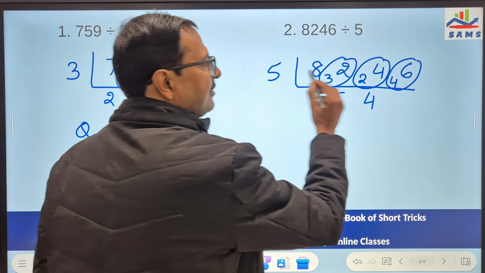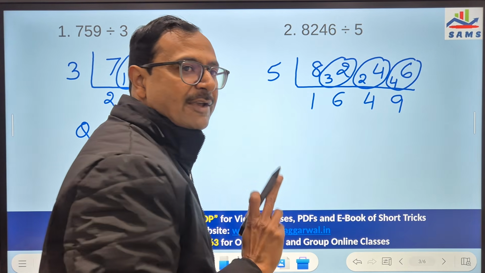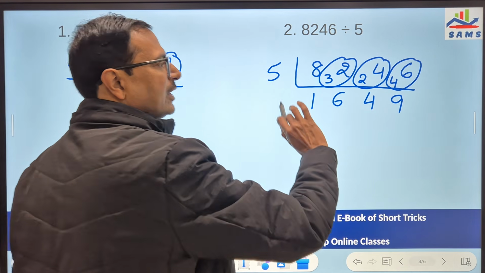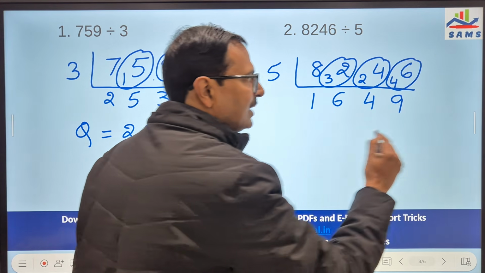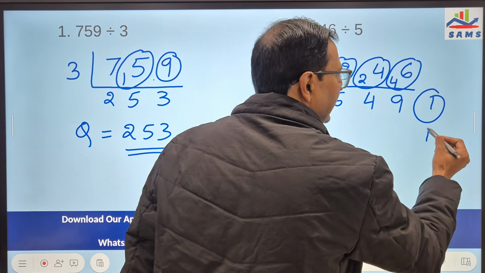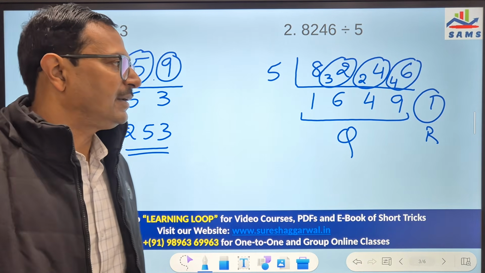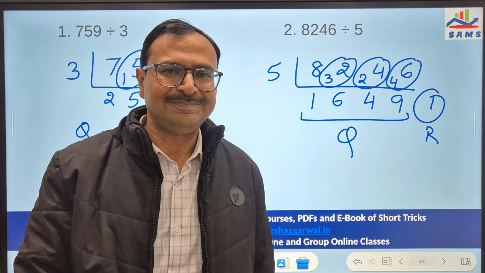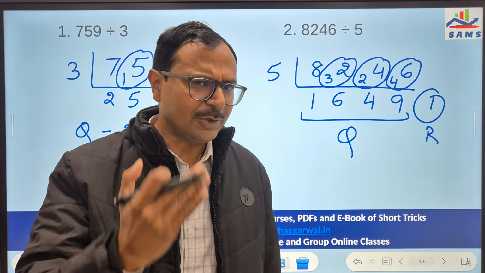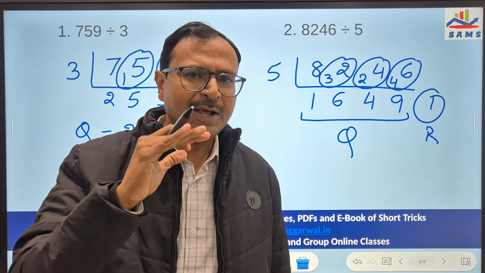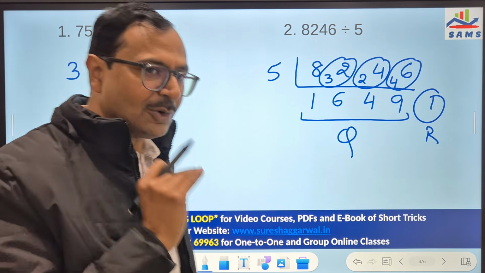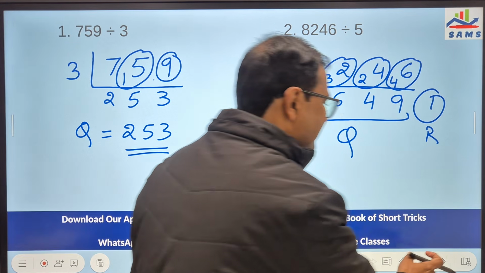46. 5 9 times is 45. And 46 minus 45 is 1. And that 1 gives me the remainder, giving me 1649 as the quotient and the remainder as 1. Isn't that easy? Now the things will be settling down and you will feel as if now this is starting to work. Let's see some more questions.